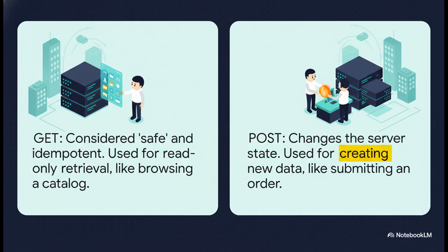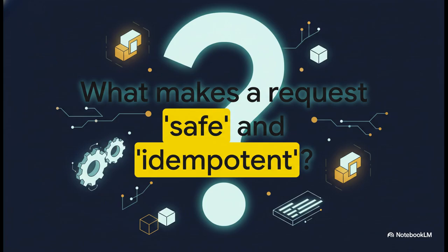A POST request, on the other hand, is designed to change the state of the server. This is like hitting submit on an order form. An action is taken, a new order gets created, and the system is now in a different state than it was before. So that brings us to two words you are going to hear all the time in architecture: safe and idempotent. Now, they sound complex, but the idea behind them is absolutely key to building reliable systems.